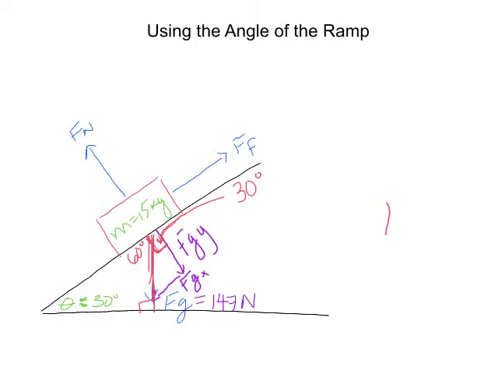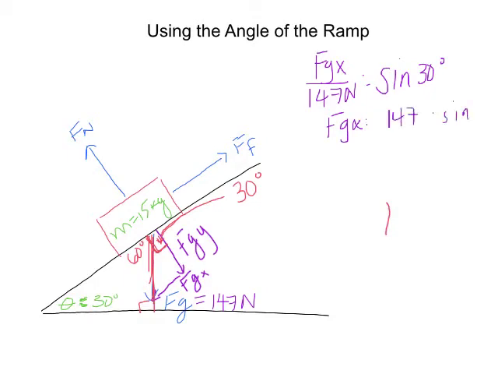So to find f sub gx, we have f sub gx over 147 newtons equals the sine of 30 degrees, or f sub gx equals 147 times sine of 30 degrees. All right, and that ends up giving you 73.5 newtons.